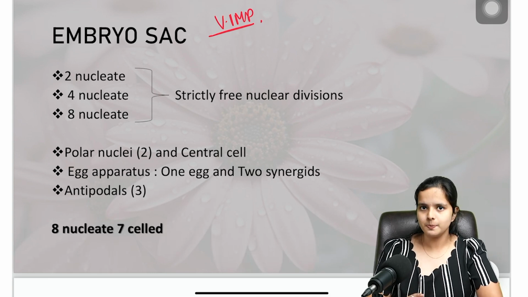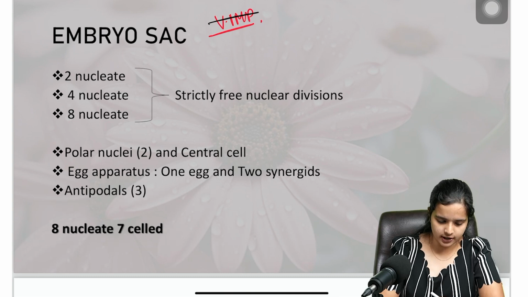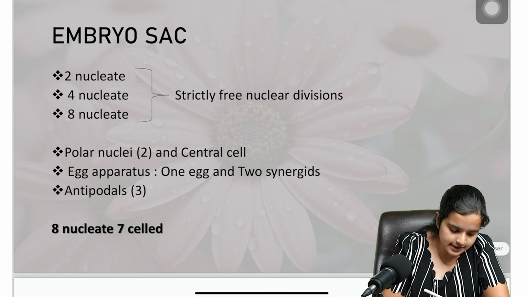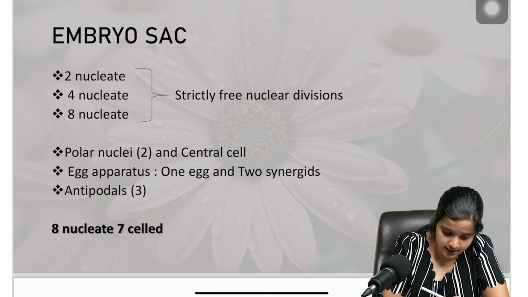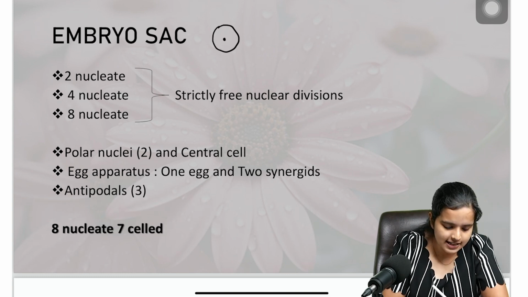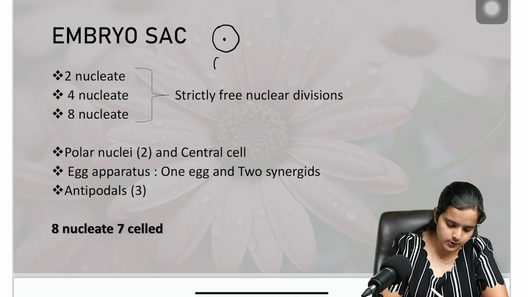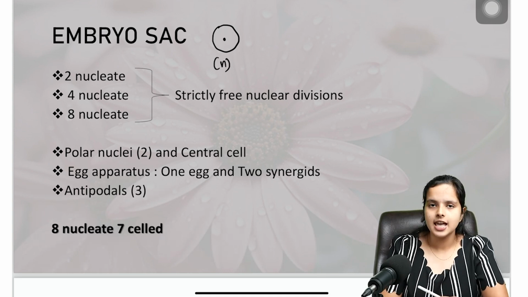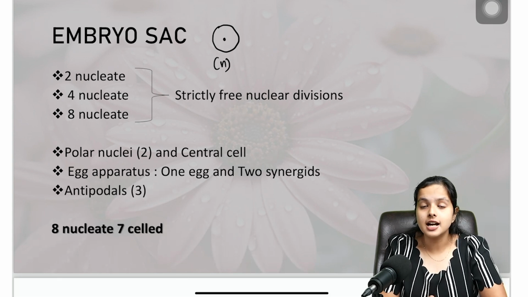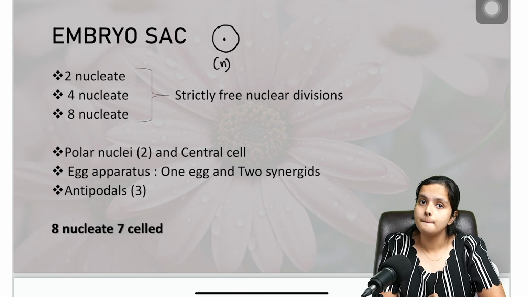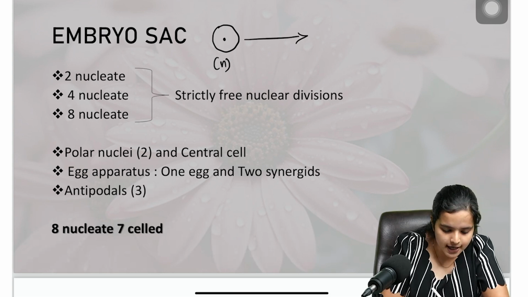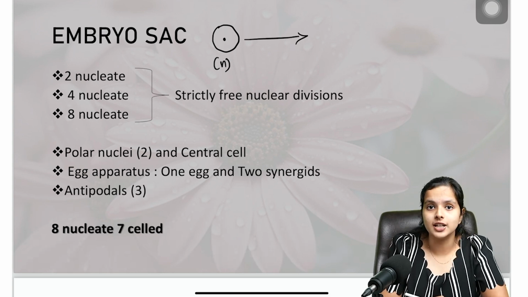So basically, I'll just draw a simple figure over here from which you will be able to understand the whole point. Simply saying there was a single functional megaspore. Just come with me. This is a simple story. Let's look at the story. There was a single functional megaspore which was haploid. It underwent mitosis to form a two-nucleate structure.